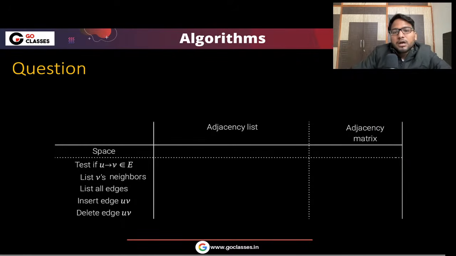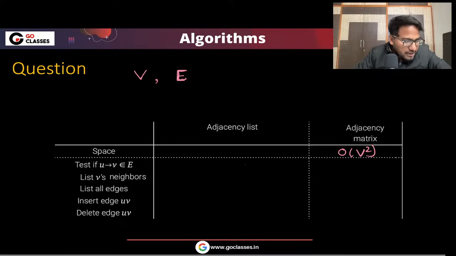What this question is saying is how much space adjacency list will be taking, and how much space adjacency matrix will be taking. Let's suppose V is the total number of nodes, E is the total number of edges. Then it is very clear, at least for the matrix, that it is order of V square.